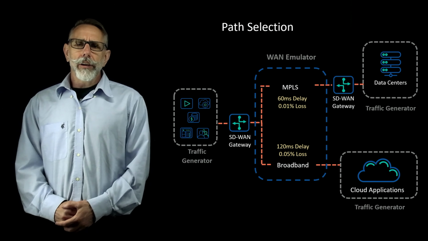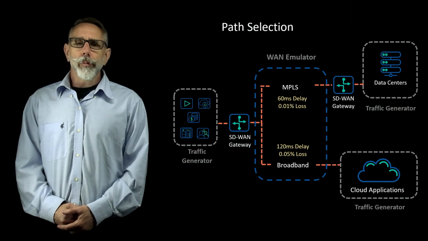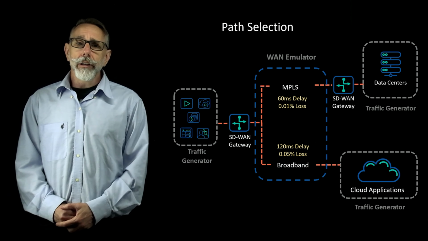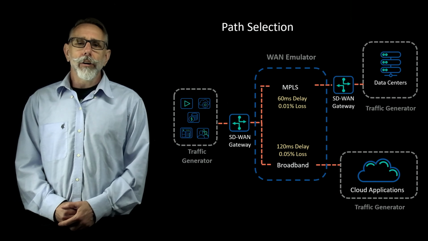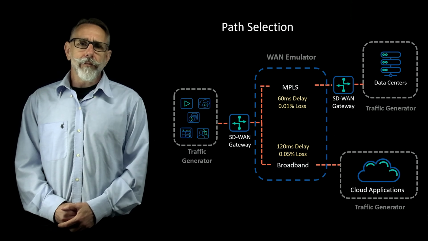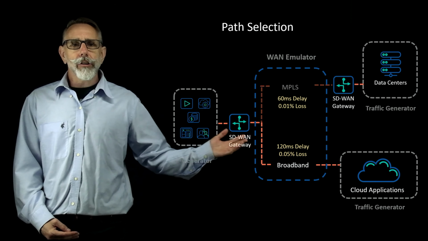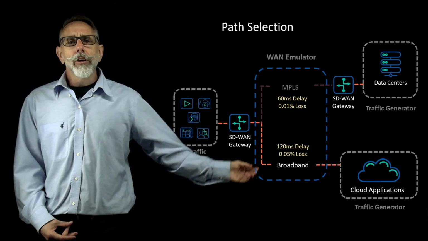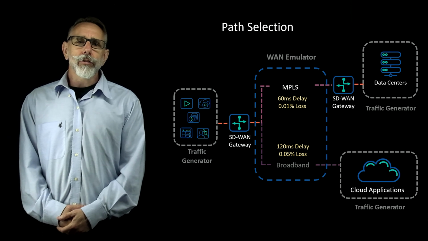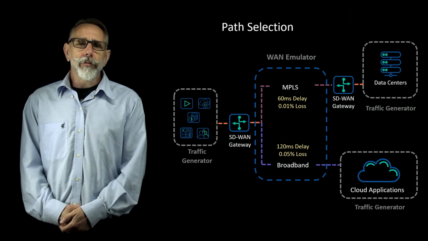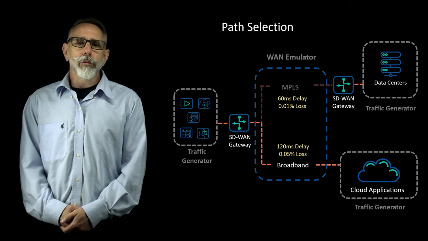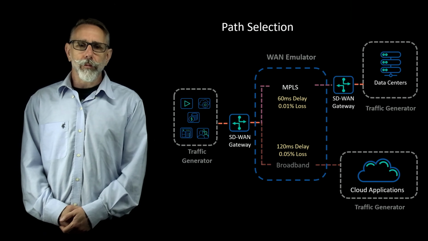Jumping into path selection, since SD-WAN manages multiple links, path selection is the ability to automatically route traffic onto the appropriate WAN link, depending on network conditions, traffic characteristics, or application type. By testing with a traffic generator and network emulator, you're able to verify that the SD-WAN controller can detect and react to imperfect network conditions and make logical routing choices to optimize performance.